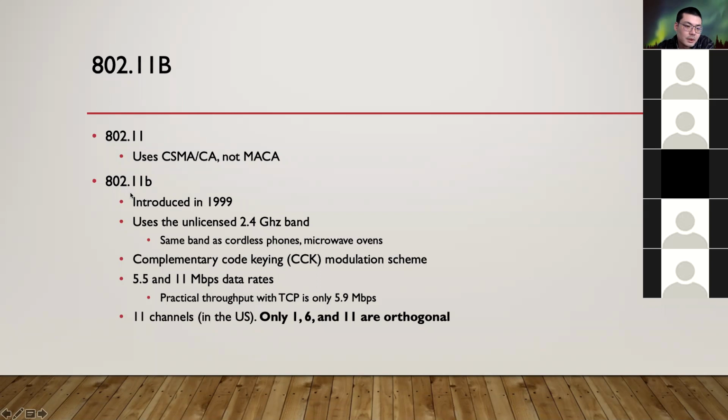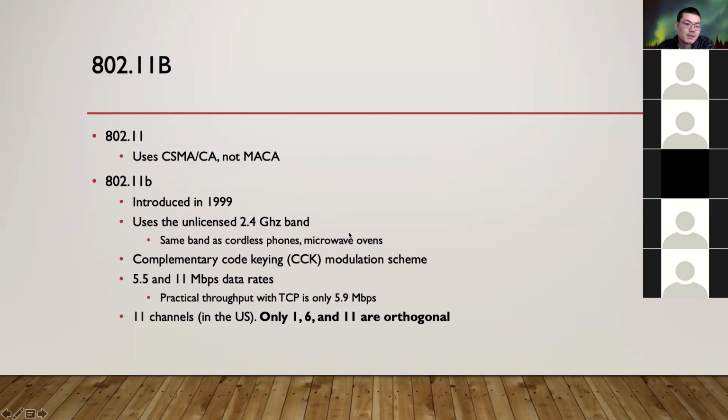And so the B protocol, 802.11b, is very early. It was introduced in 1999, and it uses a so-called unlicensed band, which is the 2.4 gigahertz band. So it's the same band as microwaves.